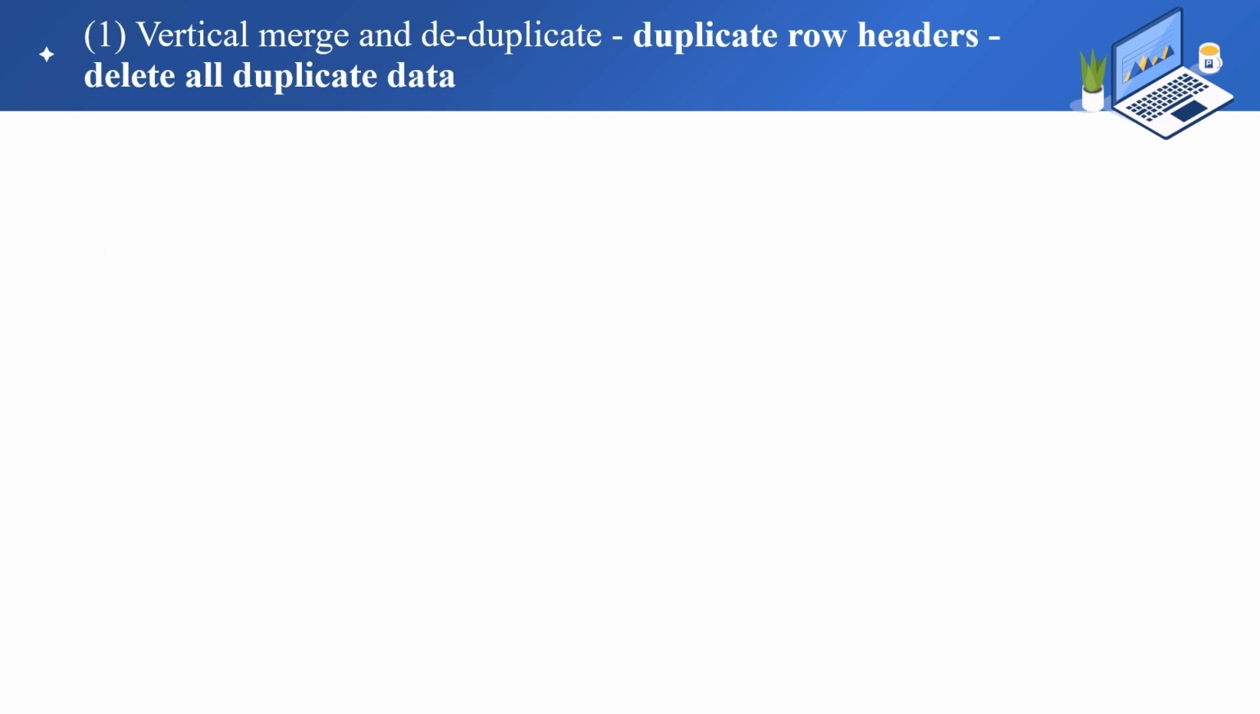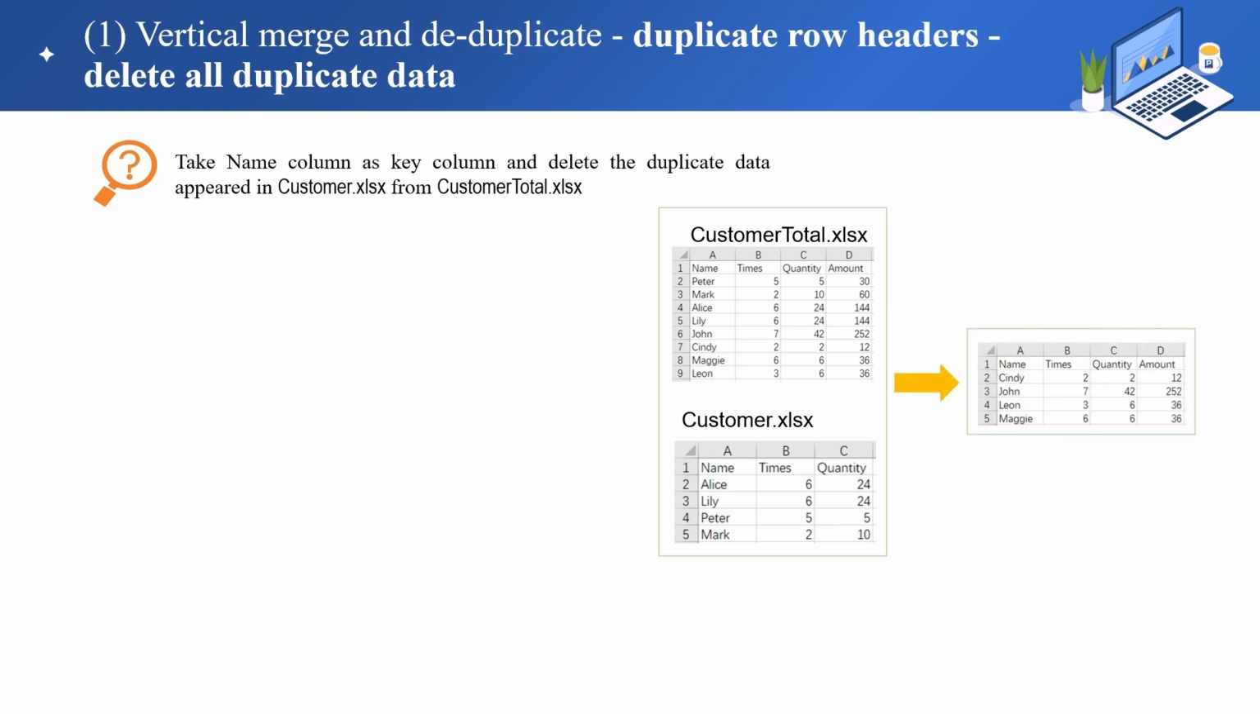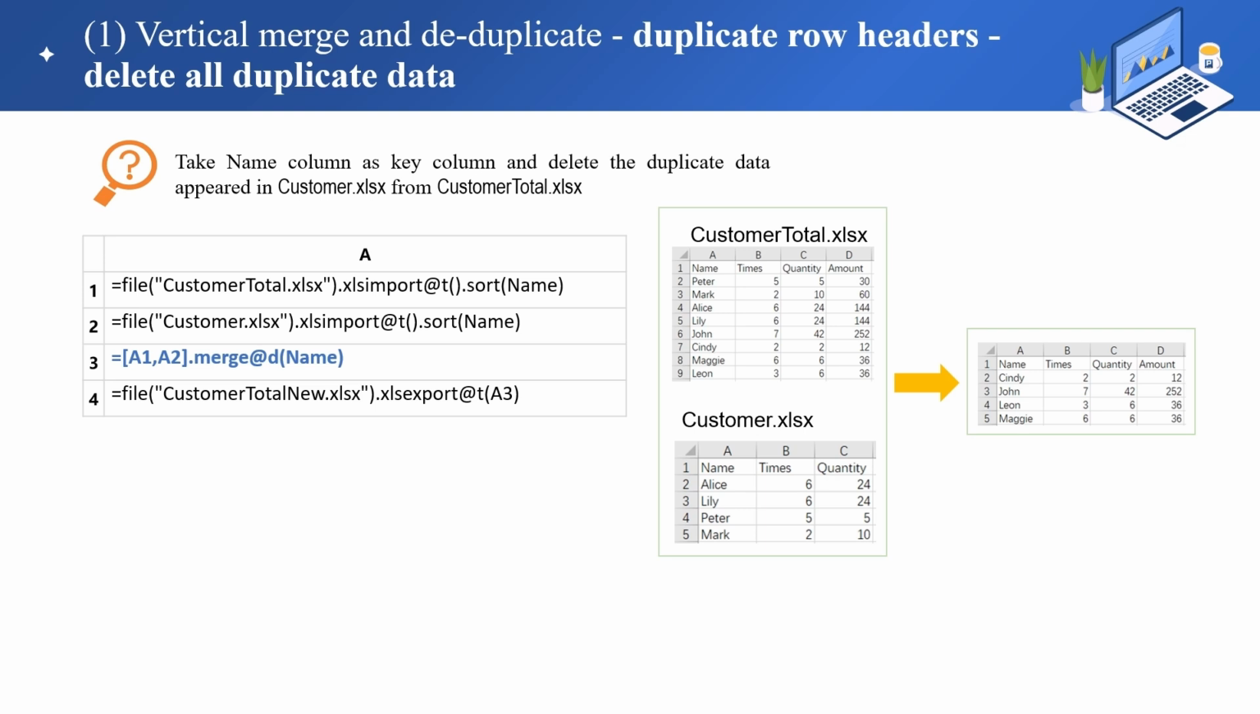Duplicate row headers, delete all duplicate data. Take name column as key column. If the data in the key column is the same, it is considered as duplicate data. It is required to delete the duplicate data appeared in customer.xlsx from customertotal.xlsx. The deduplication result is shown in the figure on the right. It can be seen that Alice, Lily, Peter, and Mark that appeared repeatedly in customer.xlsx have all been deleted. This calculation can be implemented using the merge function. The @d option means to delete the data that appear in the subsequent table from A1.